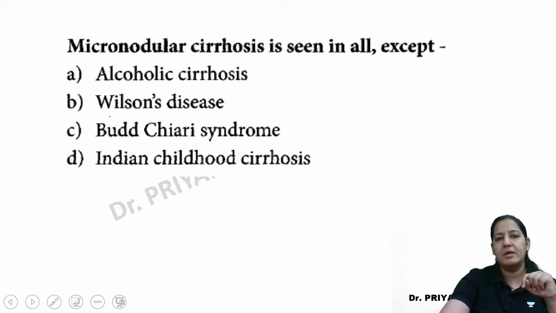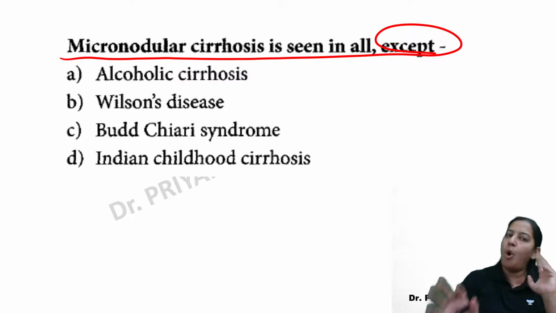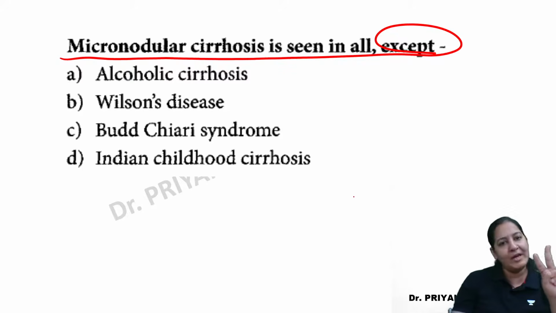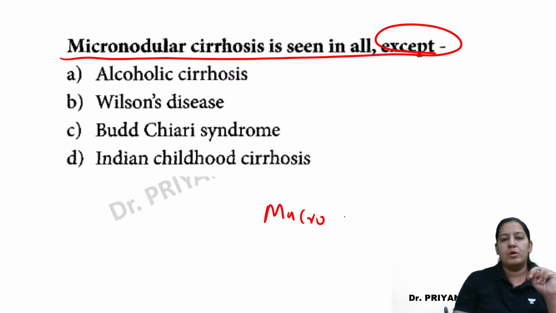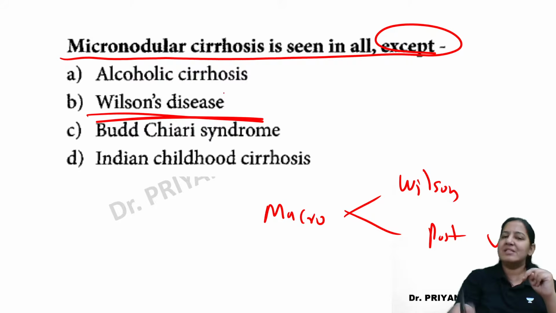You got my point? So this is the next question. Again the same question with different options. Micronodular cirrhosis is seen in all of the following except. Again I told you, all of them are micro, only 2 are macro. So it is Wilson and post-viral, right? So here Wilson will be the answer. Wilson, rest all are micro.